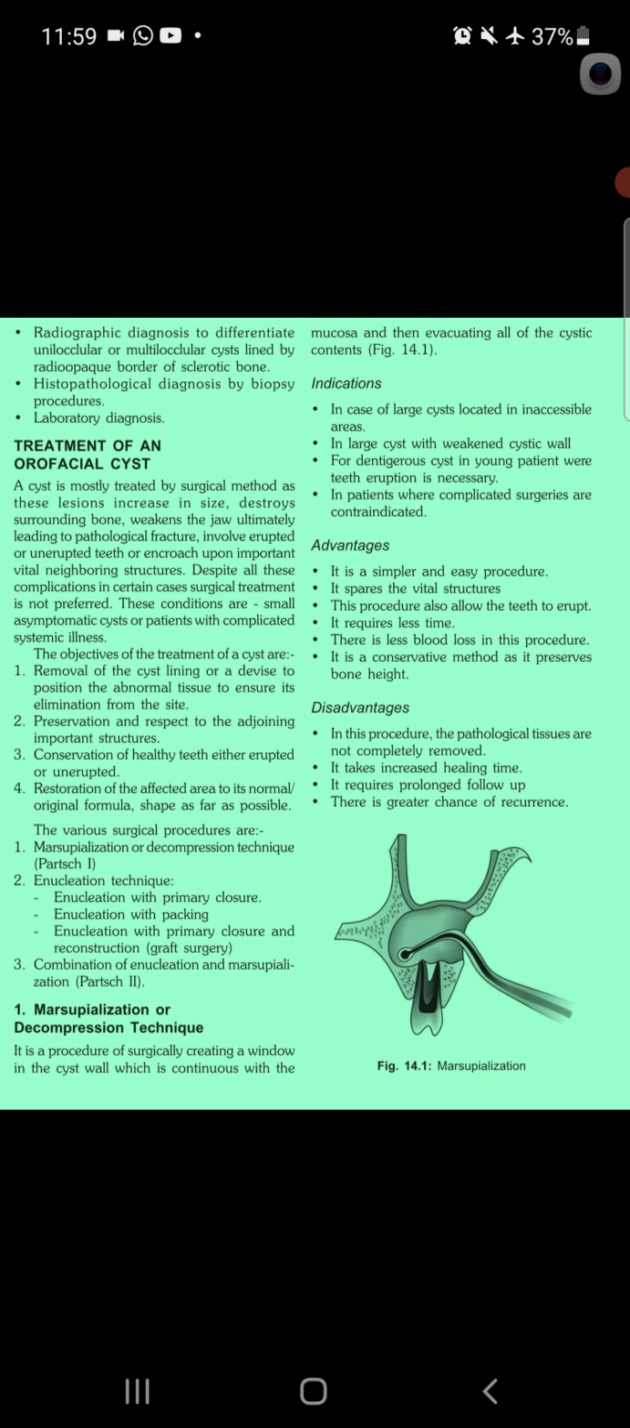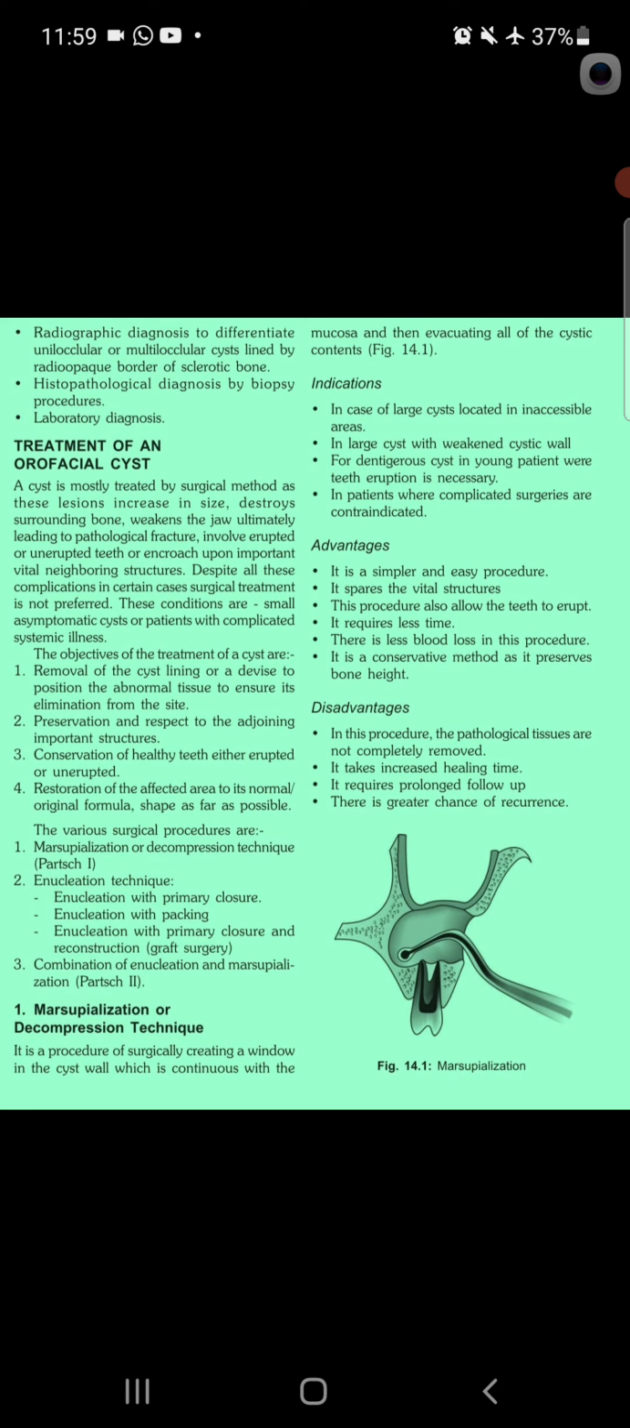Now come to the treatment of orofacial cysts. A cyst is mostly treated by surgical method, as this lesion increases in size, destroys surrounding bone, weakens the jaw, ultimately leads to pathological fracture, involves erupted or unerupted teeth or encroaches upon important vital neighboring structures. Despite all these complications, in certain cases surgical treatment is not performed. These conditions are small asymptomatic cysts or patients with complicated systemic illness. In these cases we do not do surgery, and mostly the treatment of cyst is by surgical method.